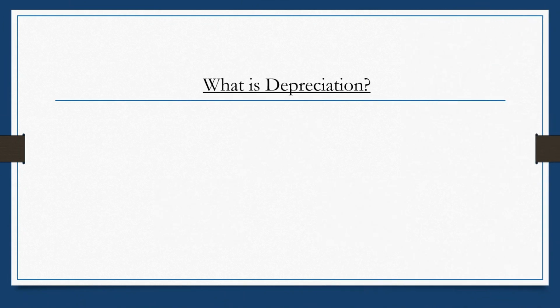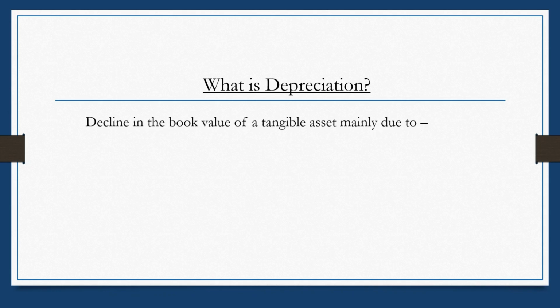What is depreciation? Depreciation is nothing but a decrease in the book value of any tangible asset. Now there are two or three key terms involved here. First is decrease or decline. So any decline or decrease in the value of a tangible asset will be termed as depreciation. Now again, there are two more terms involved: tangible and asset. Tangible is anything that you can see, feel and touch. Asset means anything which gives you economic benefit in the long term, in the future.